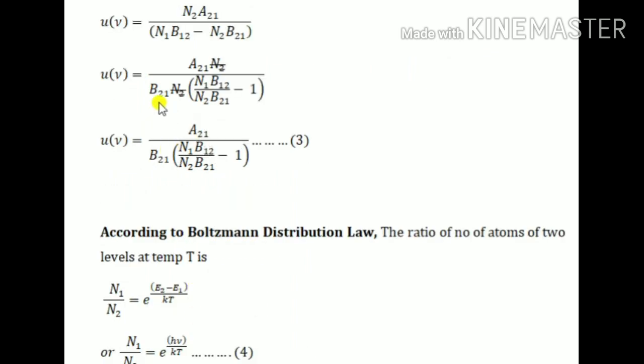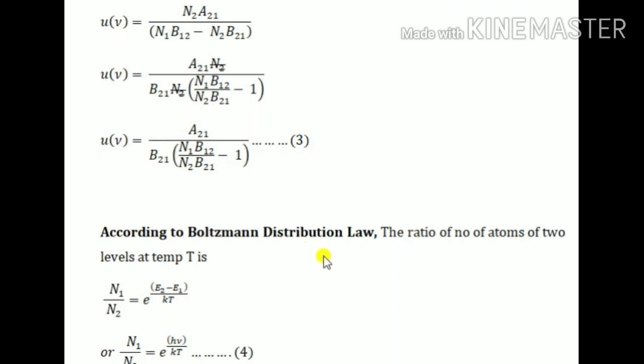Now we take common B21 N2 from this denominator. So, inside this bracket, N1 B12 upon N2 B21 minus 1. N2 is cancelled with N2. So, U nu becomes A21 upon B21, in bracket N1 B12 upon N2 B21 minus 1. This is equation number 3.